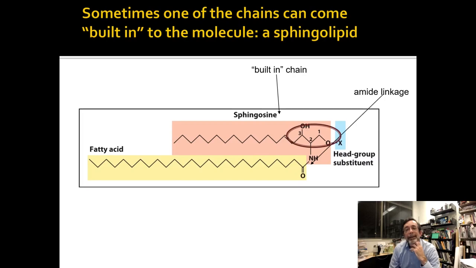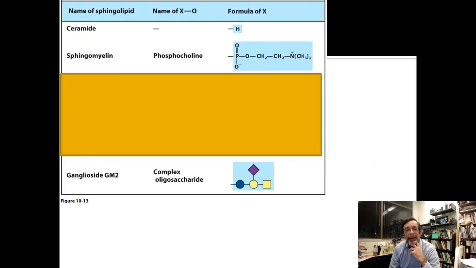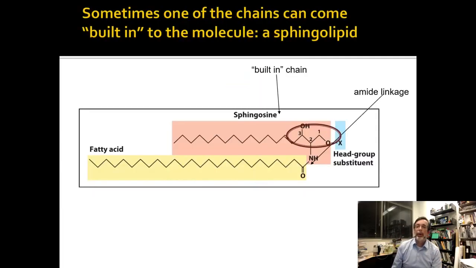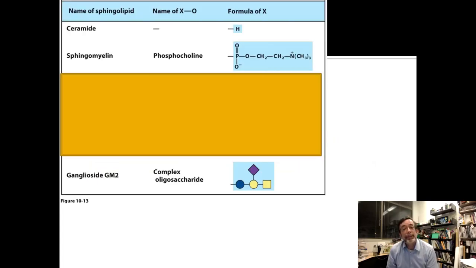There's the hidden glycerol, if you want to look for the structure that is most like the glycerol backbone. There it is. So sphingolipids have their own head groups. You have this head group substituent, and you see the blue X right there. What can the X be? The X can actually be just an H, in which case you call it ceramide. This is an important sphingolipid.